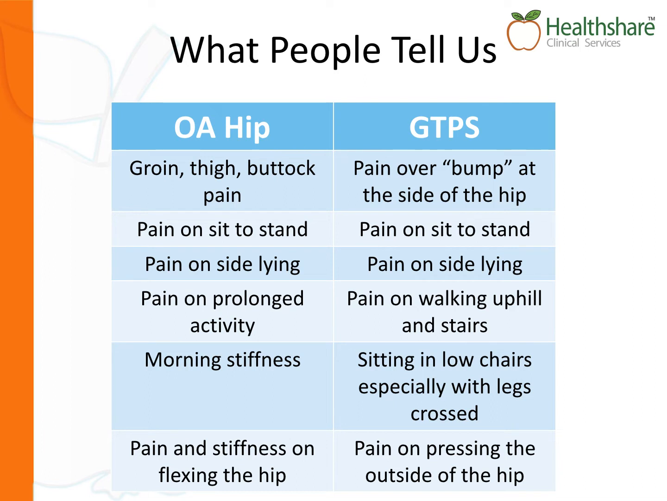You might have pain when you stand up from sitting, and pain when you lay on your side, so again, quite similar to an arthritic hip. With this, you tend to find you get pain walking uphill or on stairs, and you get discomfort when you sit in low chairs, especially if you cross your legs. And again, with this, as with any tendon issue, you would get pain on pressing the outside of the hip or the bony area at the outside of your hip.